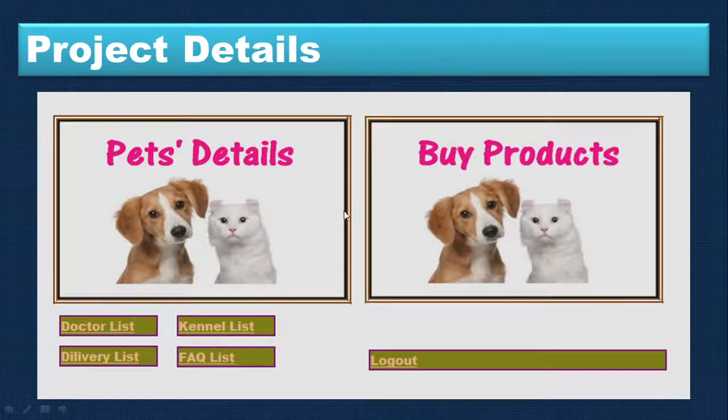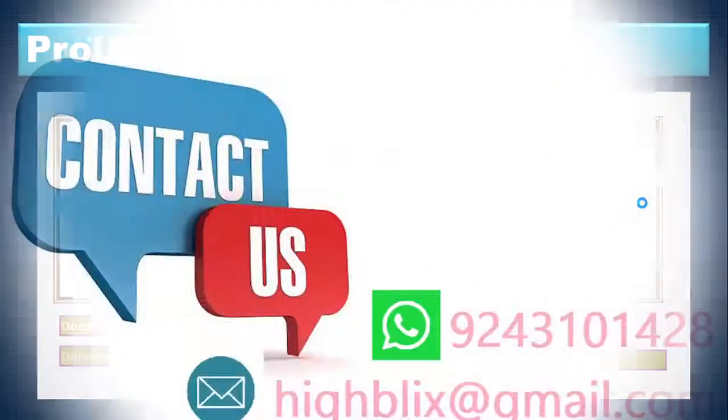If you come to the customer side, the customer can get the pet details, doctor list, kennel list, delivery list, and FAQ list. These are the options available for the customer. Apart from this, they can buy the product. Once you say buy product, it will take you to the category, and from the category you can select the product.